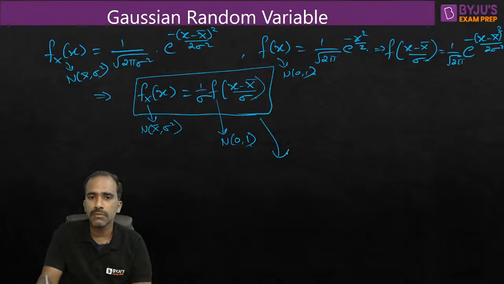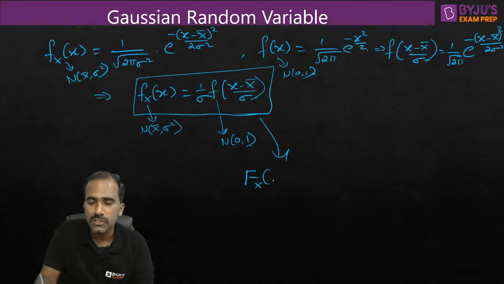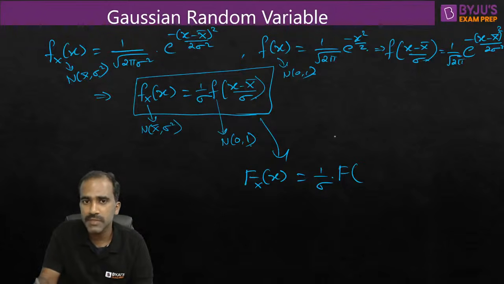Now let's integrate on both sides. Once you integrate from minus infinity to x, what happens? You get CDF. PDF becomes CDF. So small fX of x becomes capital FX of x. On the other side, it becomes 1 by sigma into small f, and PDF becomes CDF. What are we doing here? We are integrating on both sides. When you integrate, PDF becomes CDF.